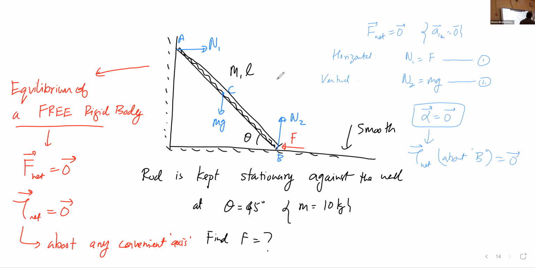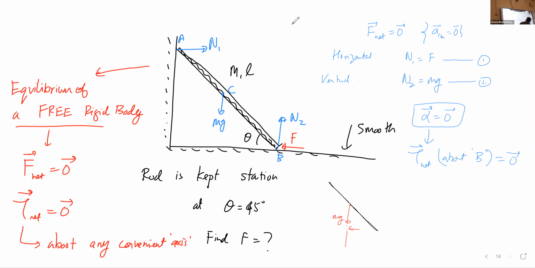So about the point B, you can see that when we do the torque balancing about the point B, you have to consider mg. Okay. So the moment arm for mg will be this L by 2 cos theta, because this angle is theta.